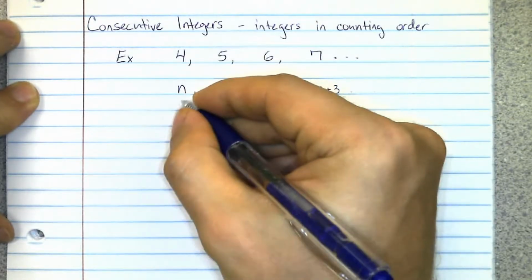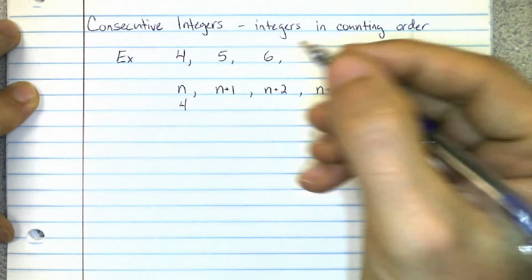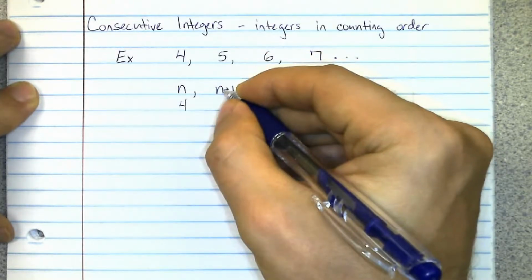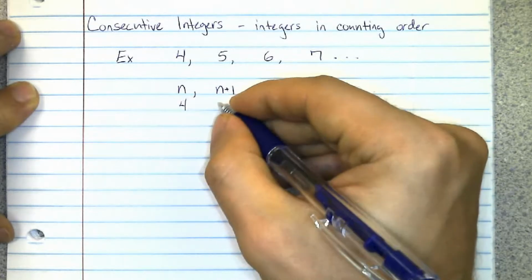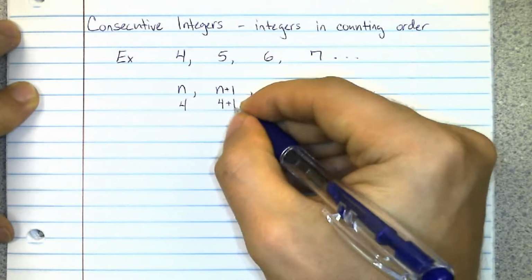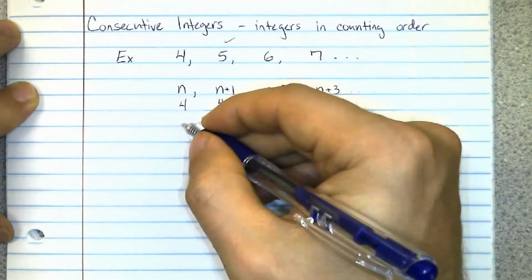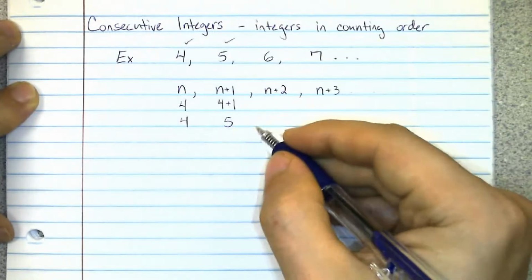Again, if n was 4, I'm going to replace the variable with 4 right here. If n equals 4 and I replace this variable with 4, look what I get here for this integer: 4 plus 1. 4 plus 1 equals 5. That's what I have here. This was 4. That's what I have here.